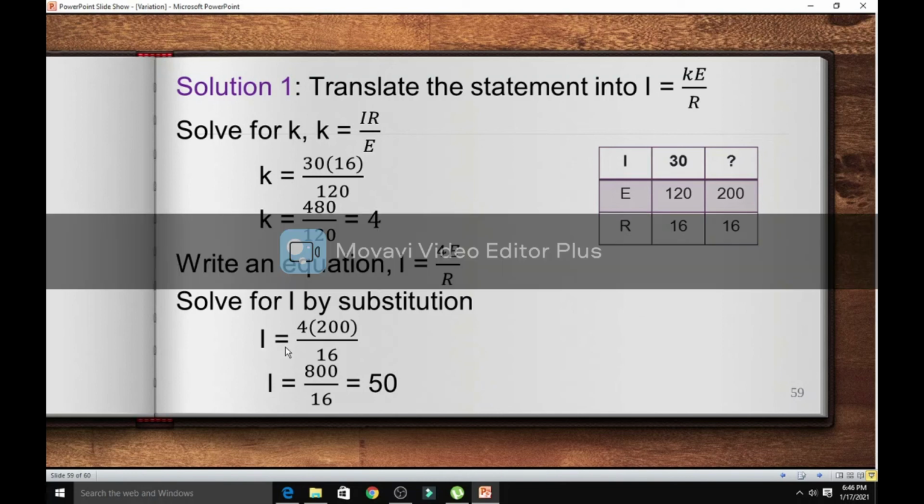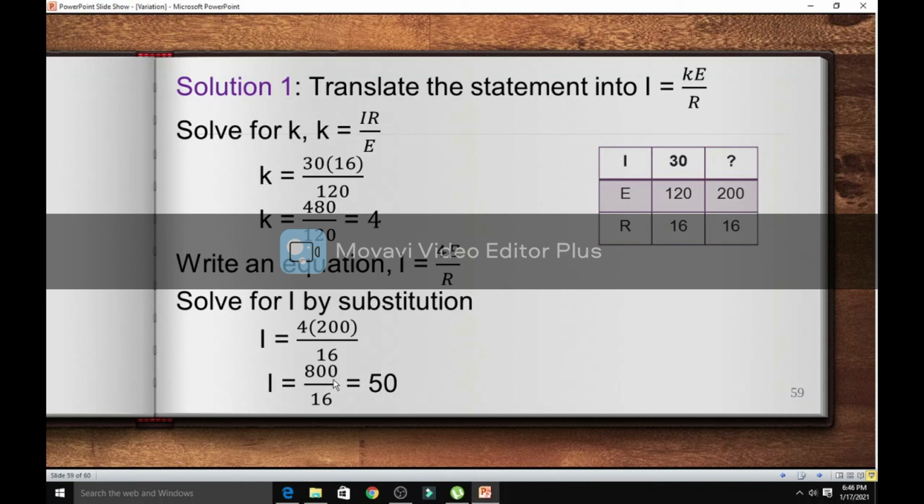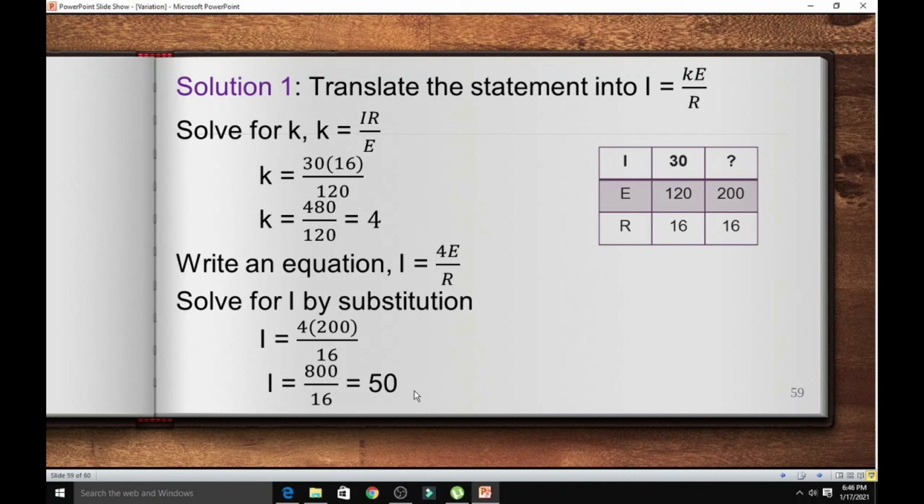So, I is equal to 4, yung E palitan mo ng 200. Yung R palitan mo ng 16. So, I is equal to 4 times 200 all over 16. Okay po? Simplify yung taas. So, 4 times 200, ang sagot ay 800. And then, copy 16 in the denominator. And after that, 800 divided by 16, our answer will be 50. So, pag dinivide natin si 800 by 16, we will get 50. So, that answers the problem.